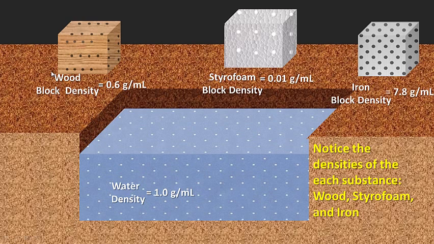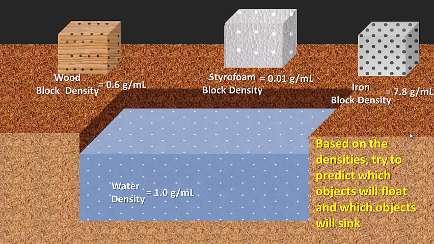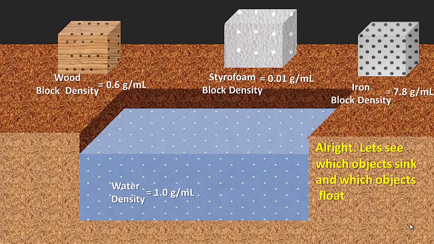So which objects do you think will float? Remember, objects with a density of less than 1 will float, and objects with a density greater than 1 will sink. Based on the densities, try to predict which objects will float and which objects will sink. All right, let's see which objects sink and which objects float.